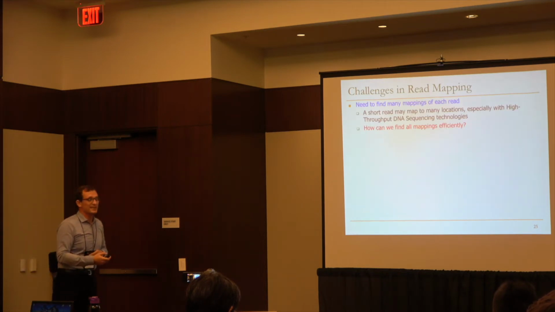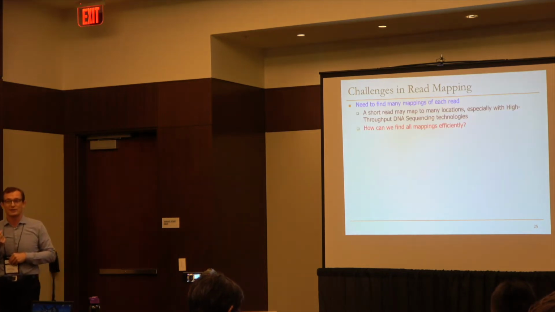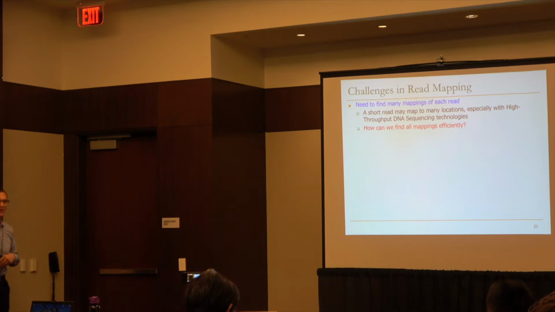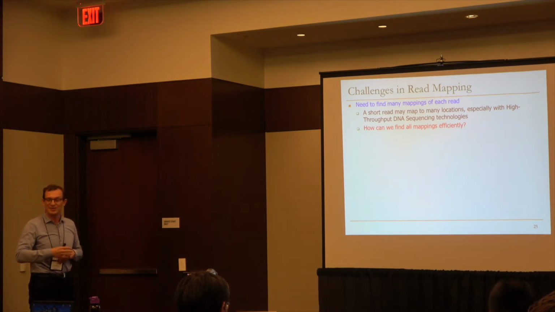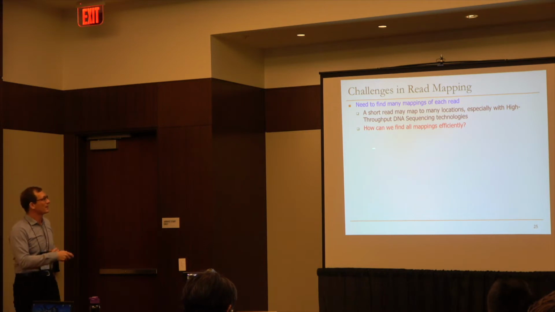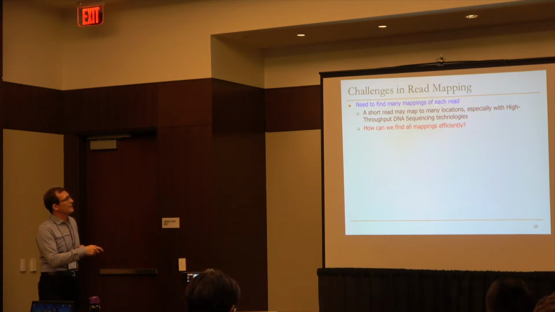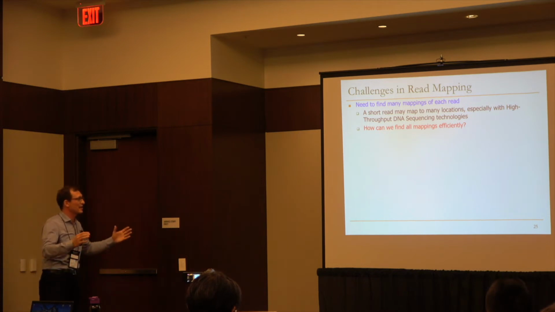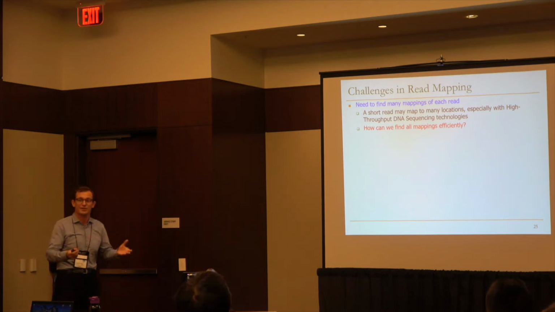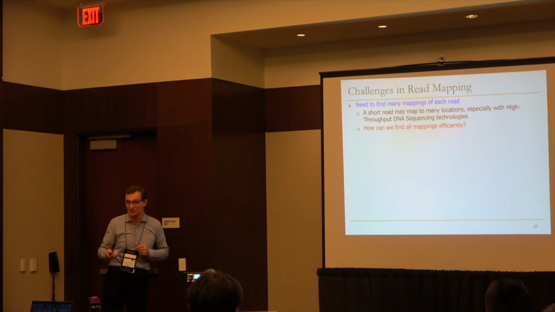So what are the challenges? Basically, if you want to be comprehensive, we don't want to lose information, because if you lose information, you don't know what you're losing in scientific discovery. This is going to be the basis of the mapper that we're going to develop in a little bit. We need to find the many mappings of each read. A short read, as I said, may map to many locations, especially with high throughput DNA sequencing technologies. The first key question is, how can you find all mappings efficiently?